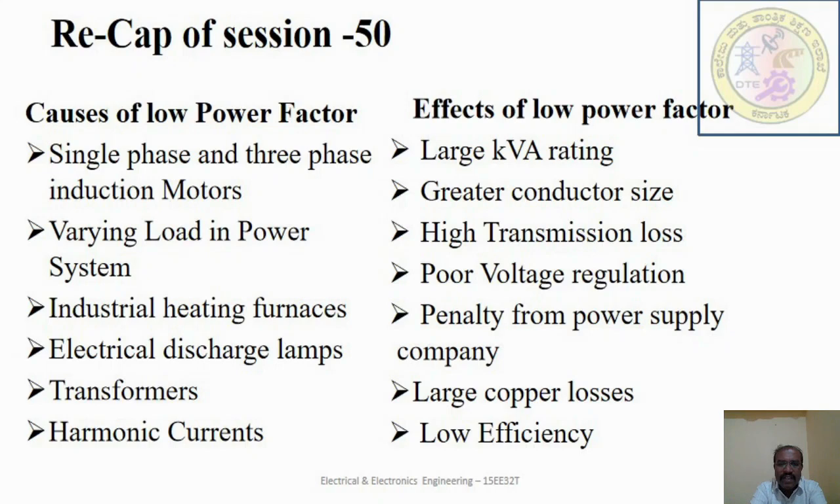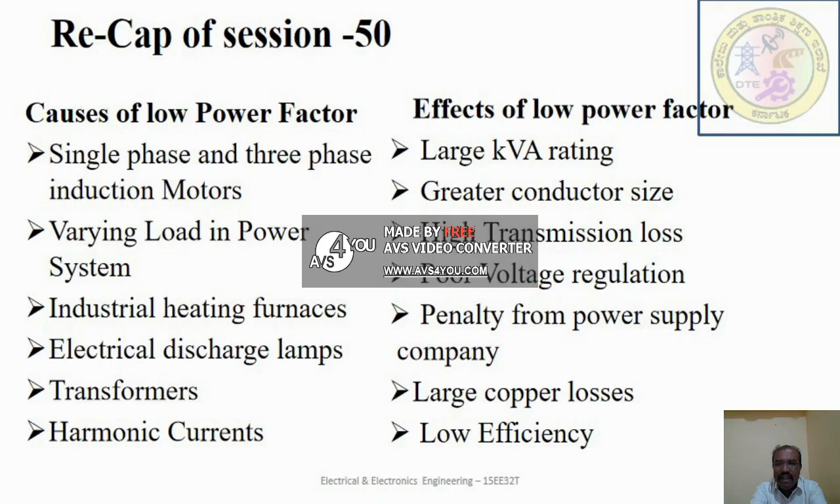If the power factor is low, what are the effects? A large kVA rating is required, and a greater conductor size is needed, so the cost of the conductor also increases. There are high transmission losses and poor voltage regulation. The power supply distribution companies charge a penalty to consumers for not maintaining the power factor at the desired value. There are large copper losses, and ultimately low efficiency.